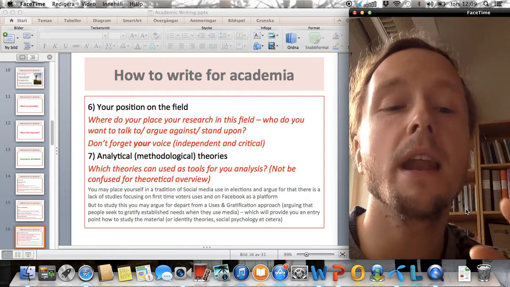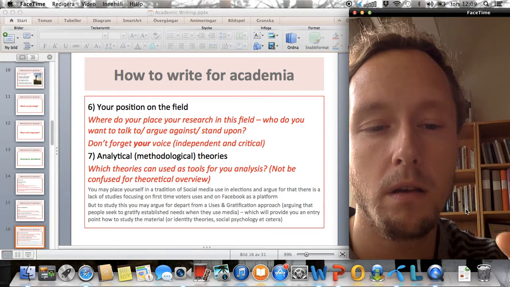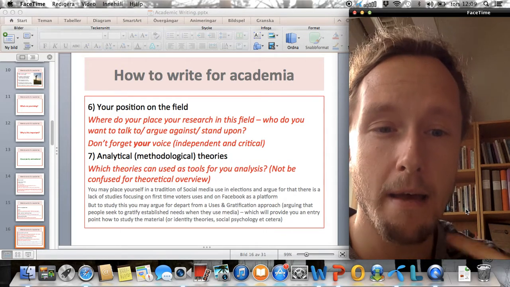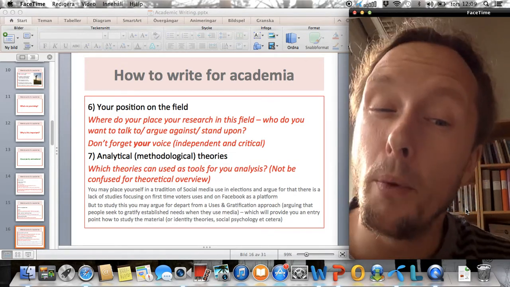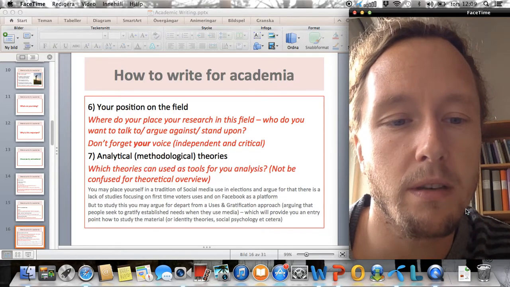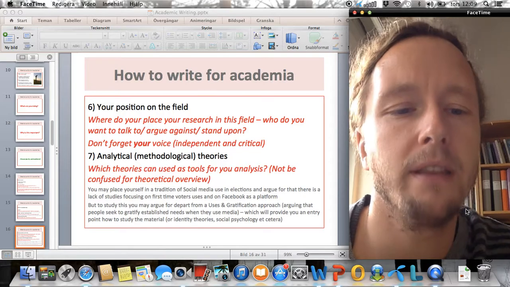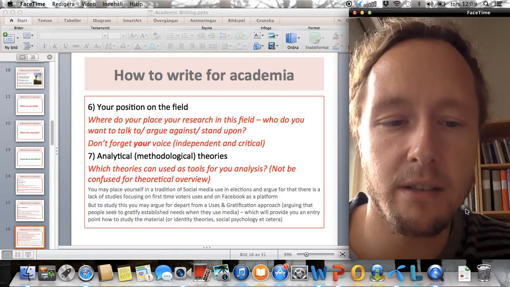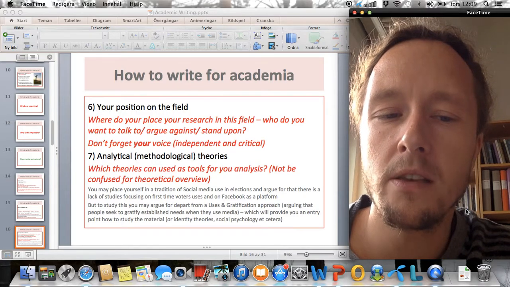So then that is your analytical theory, which you then develop in a theoretical framework, a framework that you then have to operationalize in your method. For example, if you want to use uses and gratification theory, what are the gratifications? How are you going to operationalize them? How are you going to study this, etc., etc.